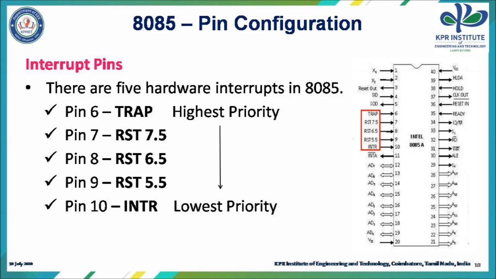Then coming to the interrupt pins of 8085 microprocessor. Interrupt is nothing but a disturbance made by the peripheral device to make the microprocessor to perform a specific task. So there are 5 hardware interrupts in 8085, namely trap, RST 7.5, RST 6.5, RST 5.5 and INTR. So these are the 5 hardware interrupts, out of which trap has the highest priority, followed by RST 7.5, 6.5, 5.5 and INTR has the lowest priority.